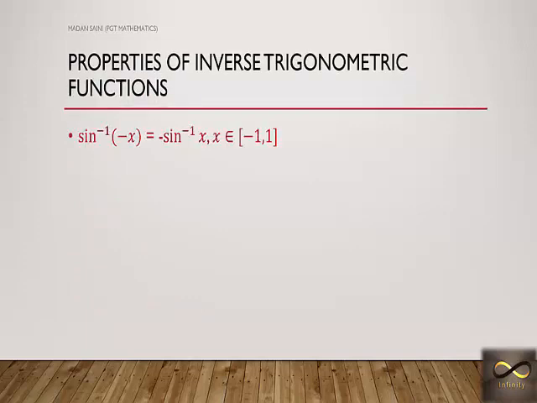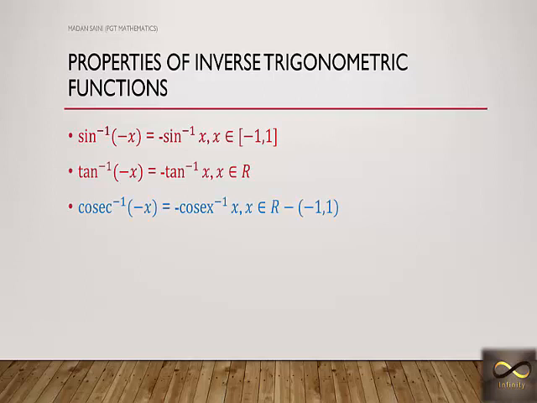The next property is sin inverse of minus x is equal to minus sin inverse x for all x belongs to minus 1 to 1. The same property holds for tan inverse and cosec inverse x in their respective domains. Next we have cos inverse of minus x is equal to pi minus cos inverse x for all x belongs to closed interval minus 1 to 1.